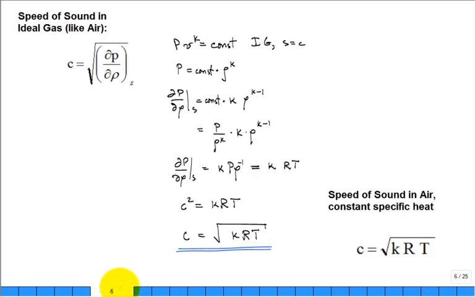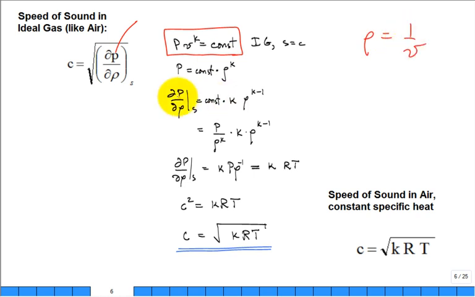This is the derivation. You remember PV^k is equal to a constant for an ideal gas undergoing an isentropic process. Is this one of your favorite equations now? Oh, absolutely. So now what you do is you replace for P. P is the constant divided by V to the k. Differentiate it. So that's what we do. P is equal to the constant, and then we have rho to the k. Rho is the reciprocal of V.